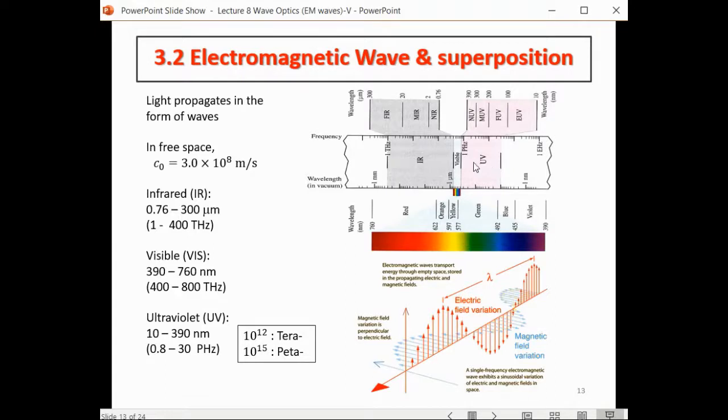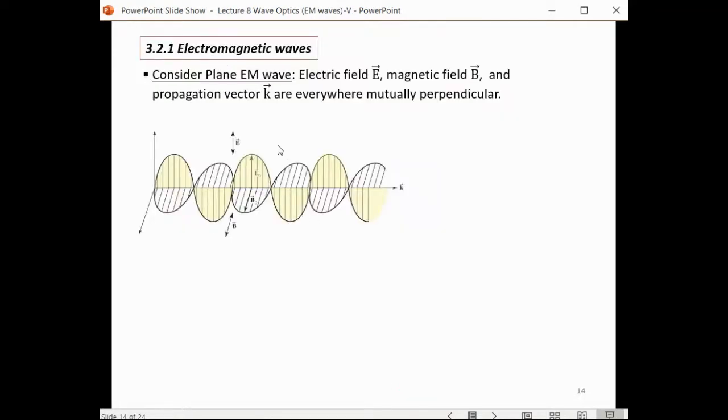And the ultraviolet range is from 10 to 390 nanometers, and that's equivalent to 0.8 to 30 petahertz. Peta is 10 to the power 15. So light has electric field and magnetic field. Consider a plane electromagnetic wave. So we have the electric field vector and the magnetic field vector, and it propagates in this direction. And all these three vectors are mutually perpendicular.